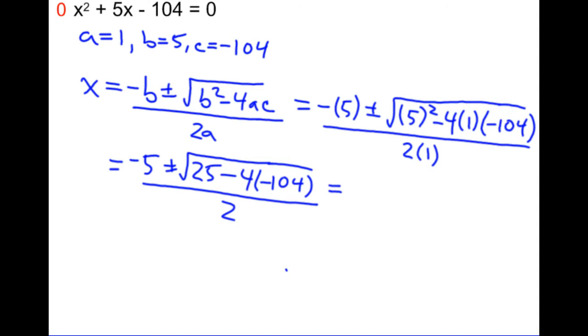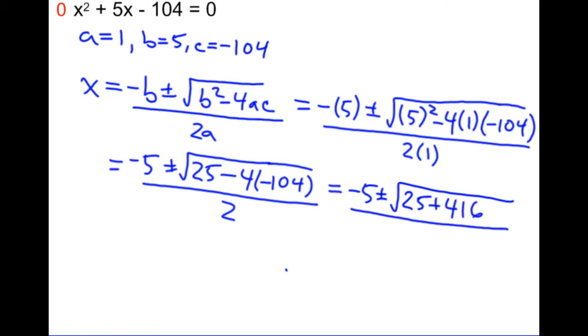Next, I'll simplify this even further. I still have my negative 5 plus or minus square root of my b squared, 25. Now, minus 4 times a negative 104. Well, this is going to give me a negative number, 4 times negative 104, and minus a negative number is going to give me a plus a positive number. 4 times 104, I can use my calculator, but it will turn out to be 416. And it's all still over 2.